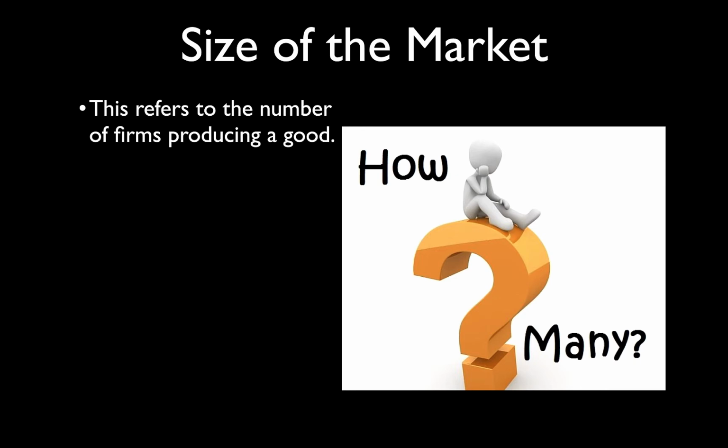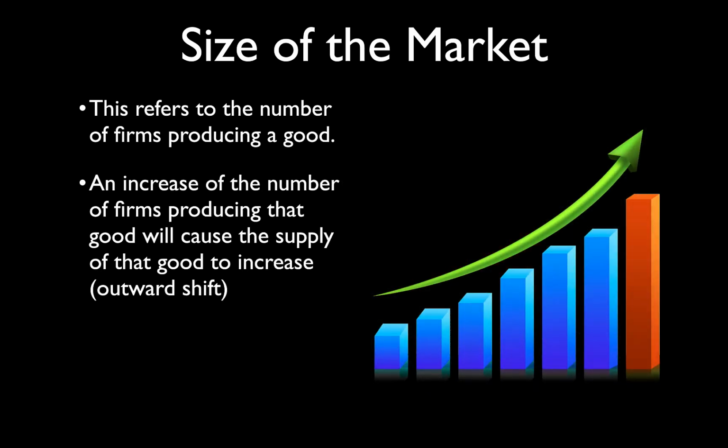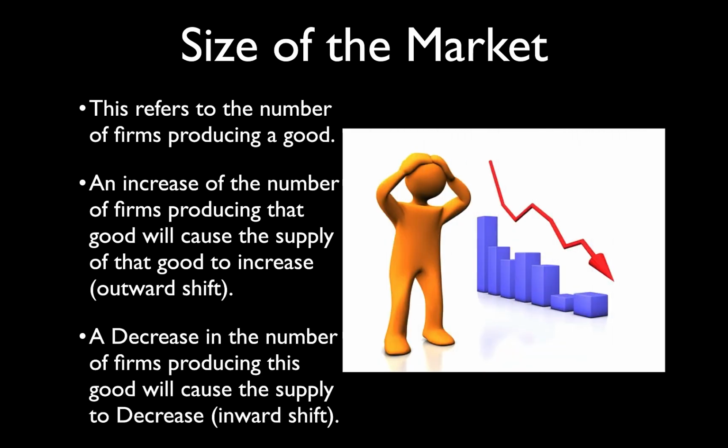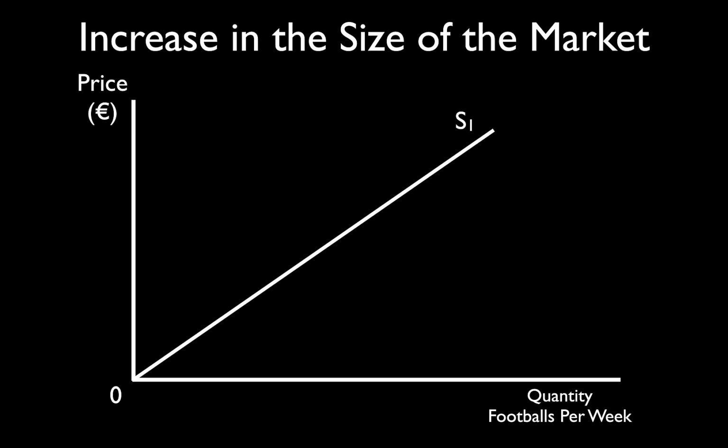Now, when we are talking about the size of the market, what we are saying is the number of firms that are producing this individual particular good. That's what we're talking about. So if the number of firms producing this particular good increases, this will cause the supply of that good to increase, and as such there will be an outward shift in the supply curve. If a number of firms stop producing this good, they leave the market, they start producing something else, well then there's a decrease in the number of firms producing that good, and that will cause a decrease in the supply of that good.